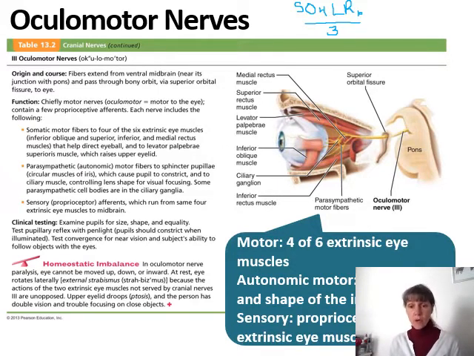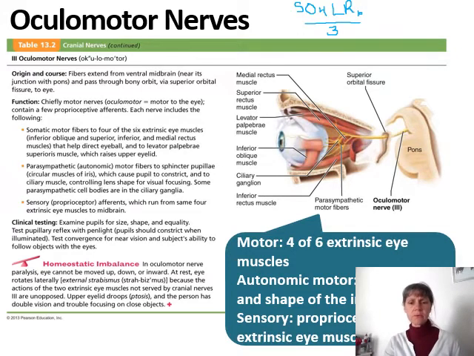So again, 4 muscles that are straight: superior rectus, inferior rectus, lateral rectus, and then medial rectus, 4 straight muscles, and then 2 at an angle, superior oblique, inferior oblique. If you can learn those and then remember this formula, it will keep you straight in terms of what muscles are innervated by these cranial nerves.